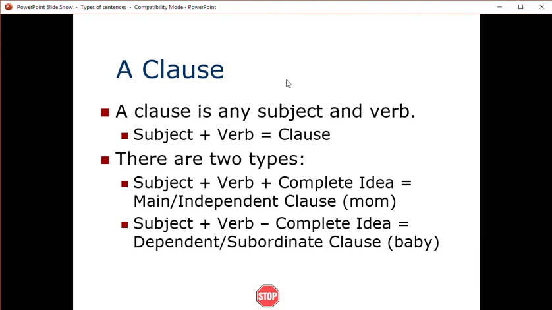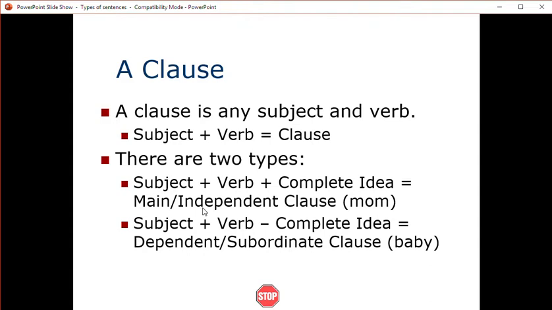Now, a clause is not the same thing as a sentence, but they're the building blocks of sentences. A subject and a verb are all that is required for a clause. There are two different types of clauses. There are main or independent clauses, what I like to call mama clauses. They can be alone. They are the subject, verb, complete idea. So they could be a sentence all by themselves.